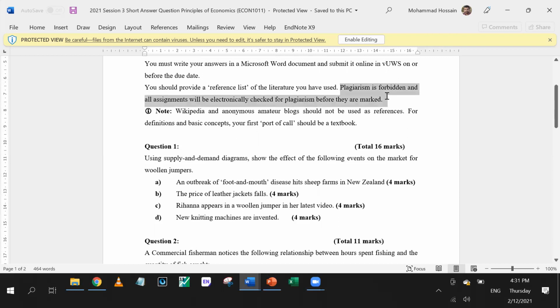Plagiarism is forbidden, and assignments will be electronically checked for plagiarism. So we're going to check your plagiarism situation, how much you have copied. Like you have done in Turnitin, you will have a report in Turnitin. And note, Wikipedia and anonymous amateur blogs should not be used as a reference for definitions or basic concepts. The first priority should be a textbook.